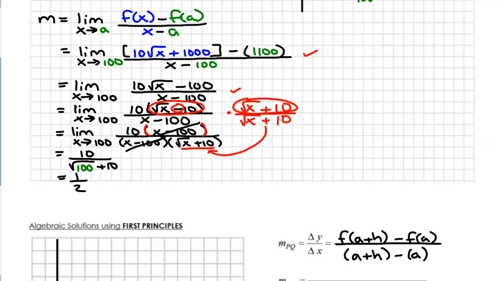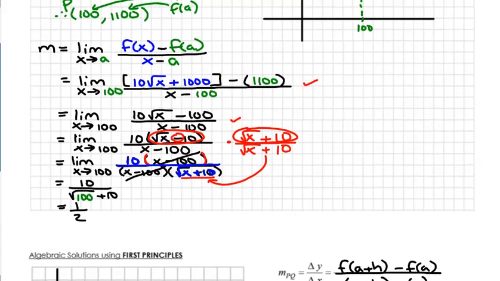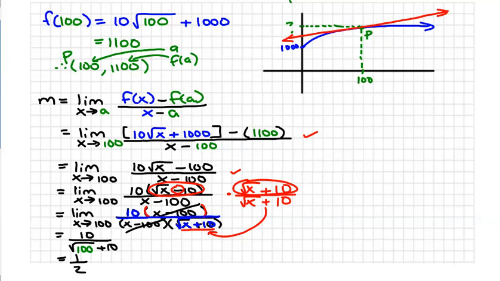Now I don't have a problem anymore. So I can sub in the 100 right now with whatever's left over, and what is left over is 10 over the root of x plus 10. That's the function that's left over that I'm then going to sub the 100 into, for my x. And so I get a slope of 1/2. If I go back up to my diagram, you'll notice that the slope of that red tangent looks like it's growing very slowly, at probably 1/2.